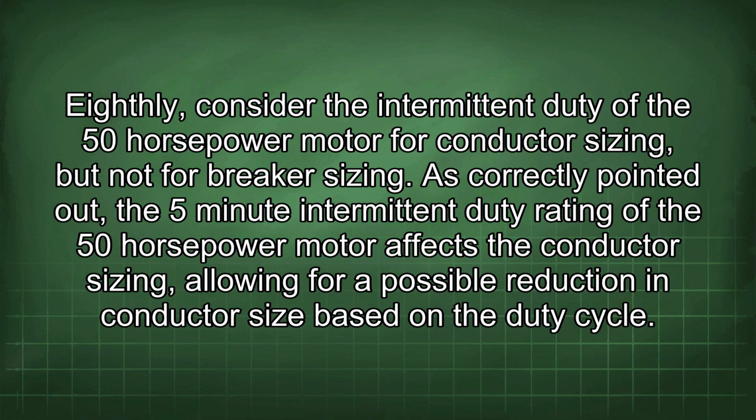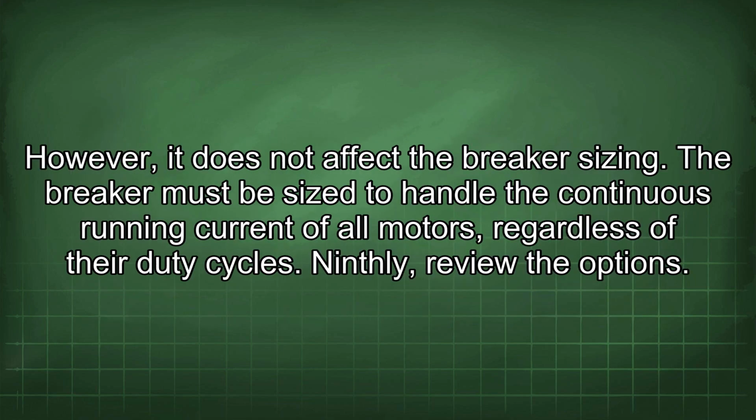Eighthly, consider the intermittent duty of the 50 horsepower motor for conductor sizing, but not for breaker sizing. The 5-minute intermittent duty rating of the 50 horsepower motor affects the conductor sizing, allowing for a possible reduction in conductor size based on the duty cycle. However, it does not affect the breaker sizing. The breaker must be sized to handle the continuous running current of all motors, regardless of their duty cycles.